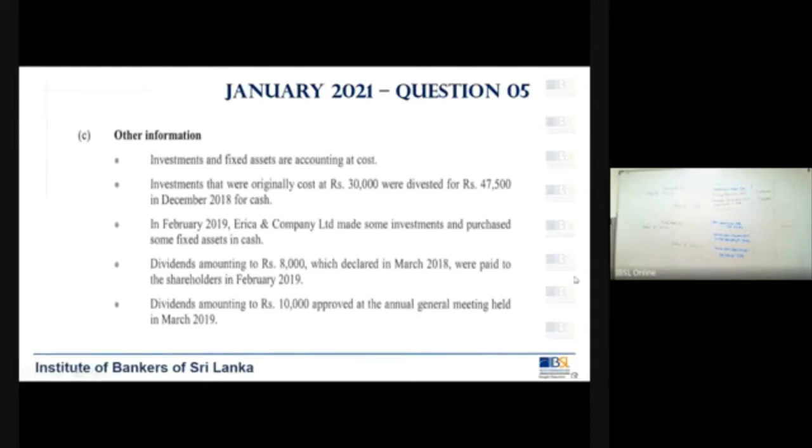What do you mean by investments that were originally costed 30,000 were divested? Divested means it is disposed. I have sold the investments, for 47,500. So something that you bought for 30,000 is now sold for 47,500. So what do you get from there?